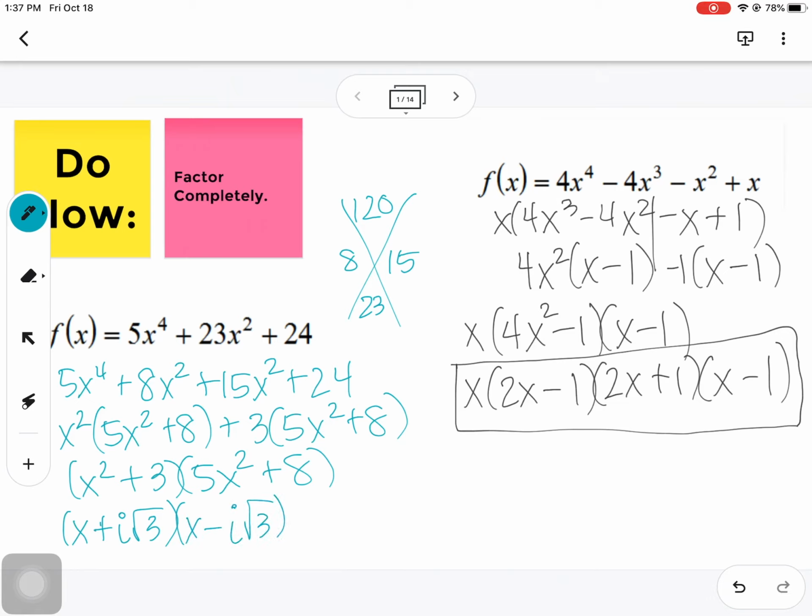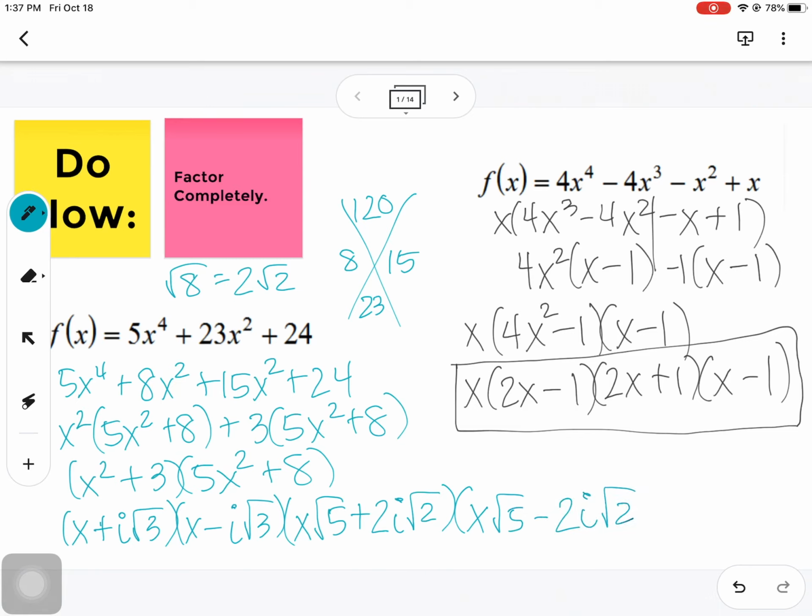For the second one, again, it is technically prime, but we are going to keep factoring it by our sum of squares pattern. So this will be x times the square root of 5 when you square root 5x squared, plus square rooting 8. You can simplify that radical. So the square root of 8 is really 2 root 2. Because this is sum of squares, it needs to be 2i root 2. And then x root 5 minus 2i root 2. Okay, again, with honors, we're practicing factoring as far as we can and forcing things that are prime to factor also to just get used to those patterns.